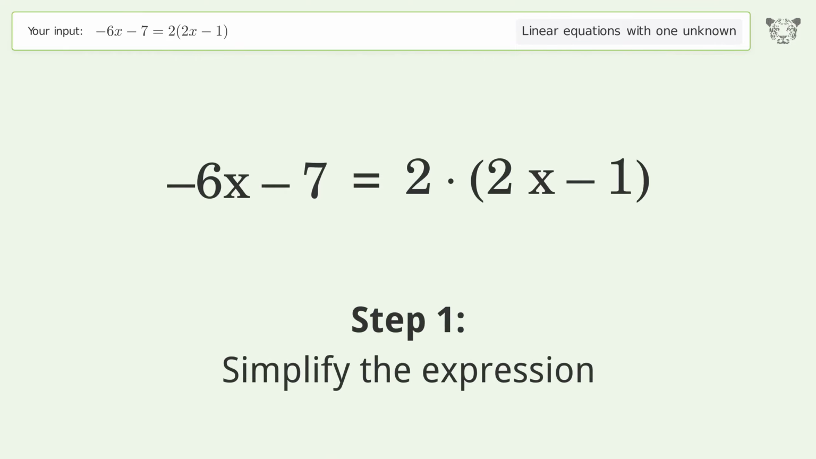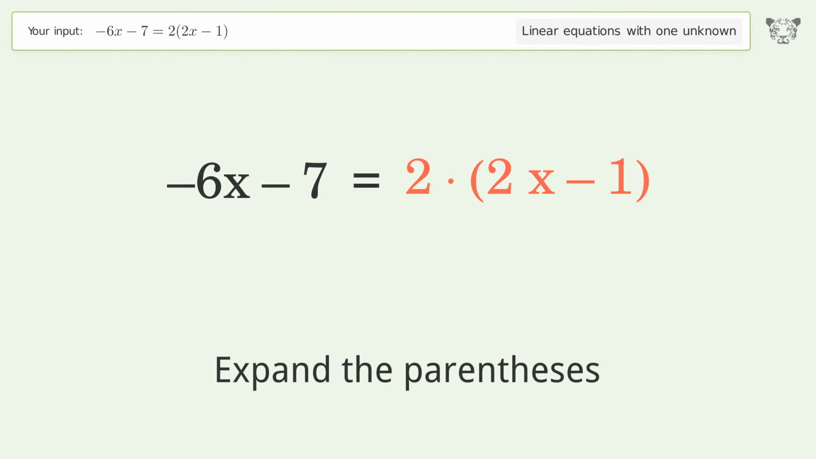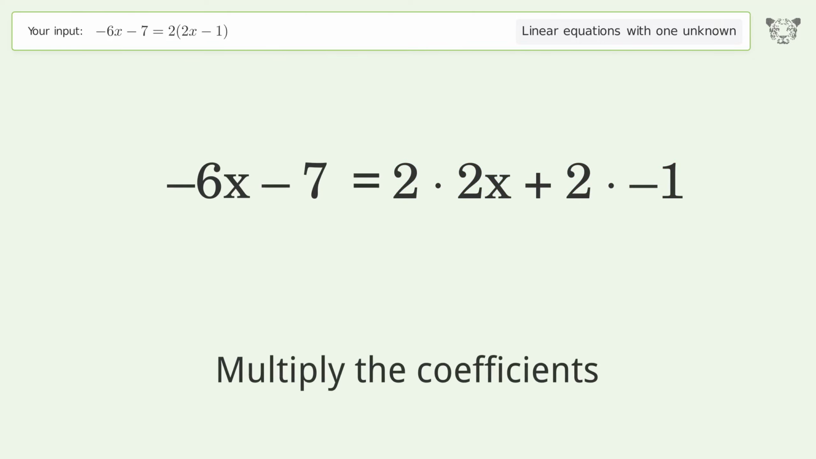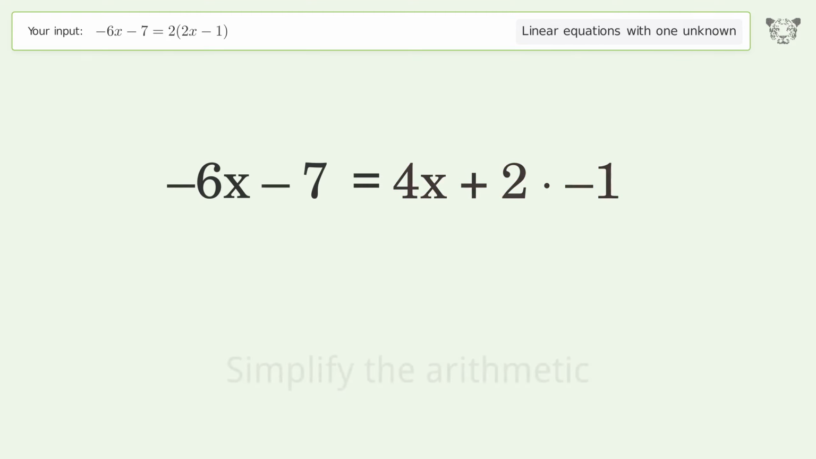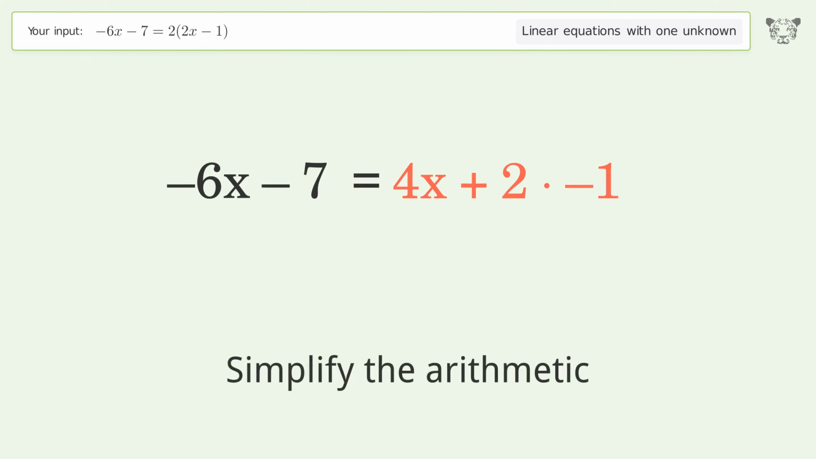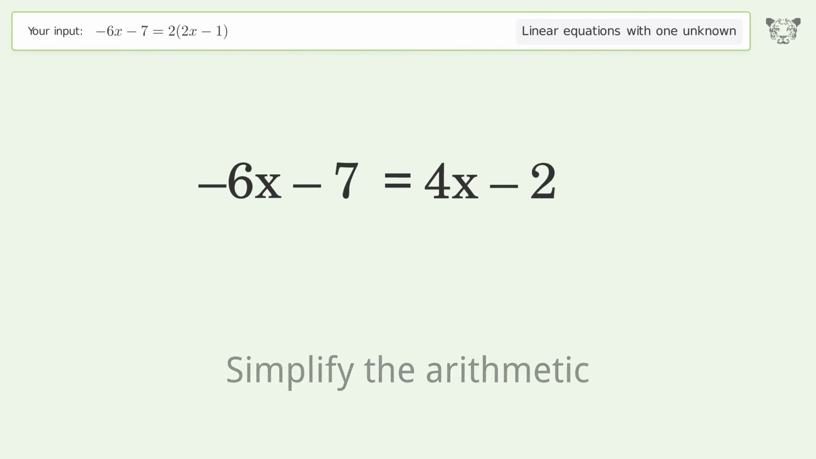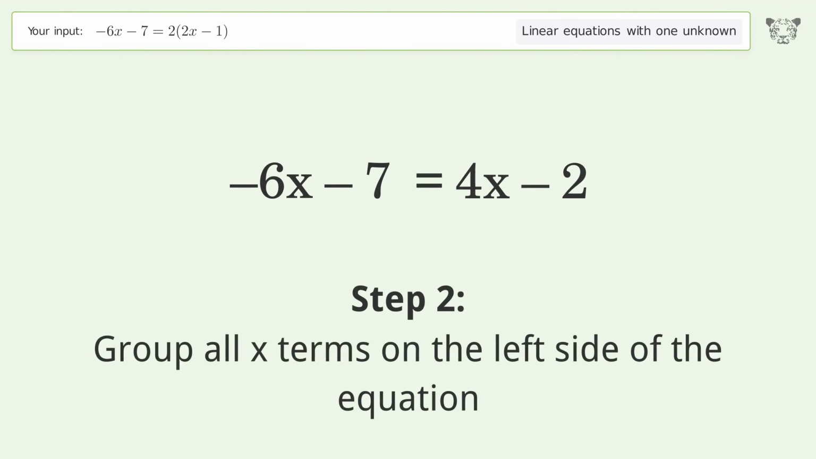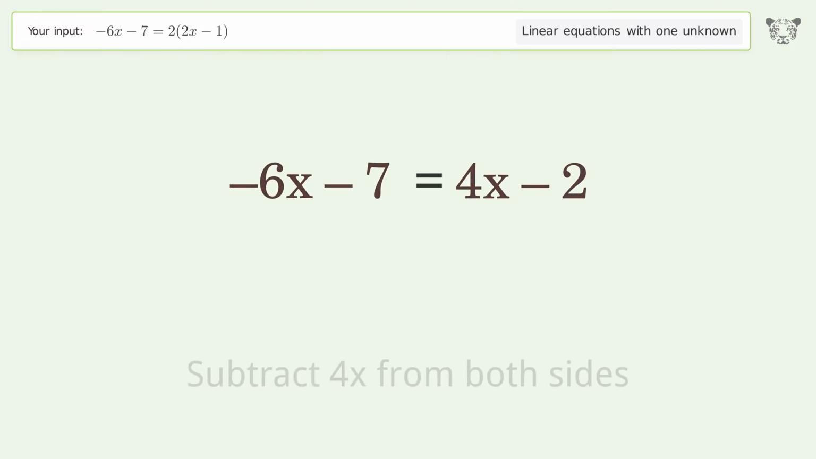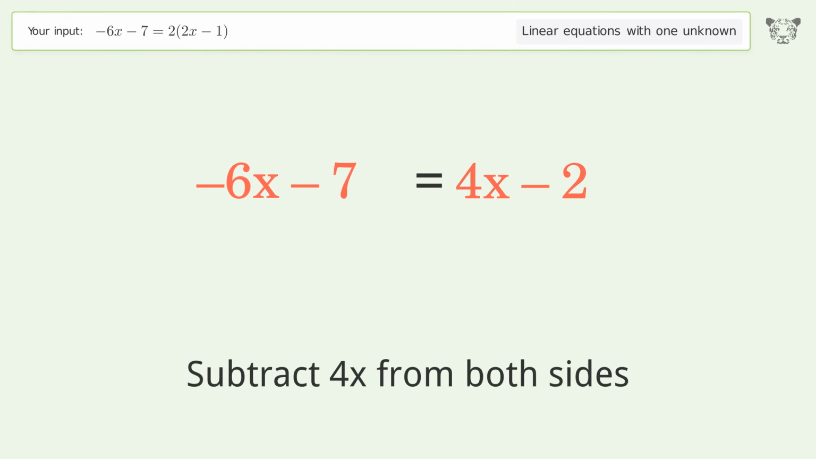Simplify the expression. Expand the parentheses. Multiply the coefficients. Simplify the arithmetic. Group all x terms on the left side of the equation. Subtract 4x from both sides.